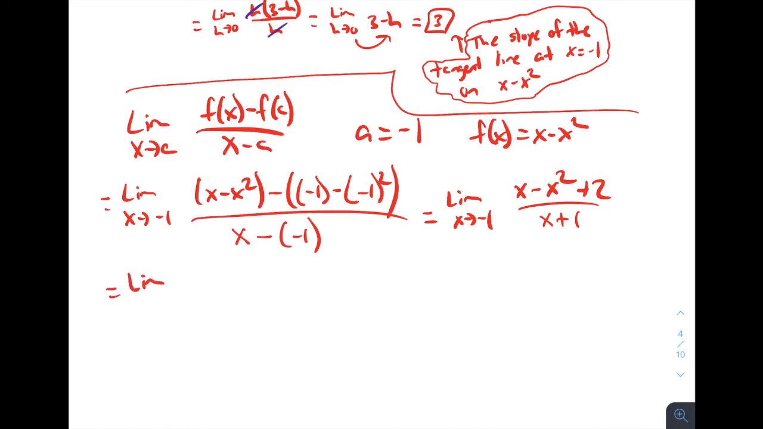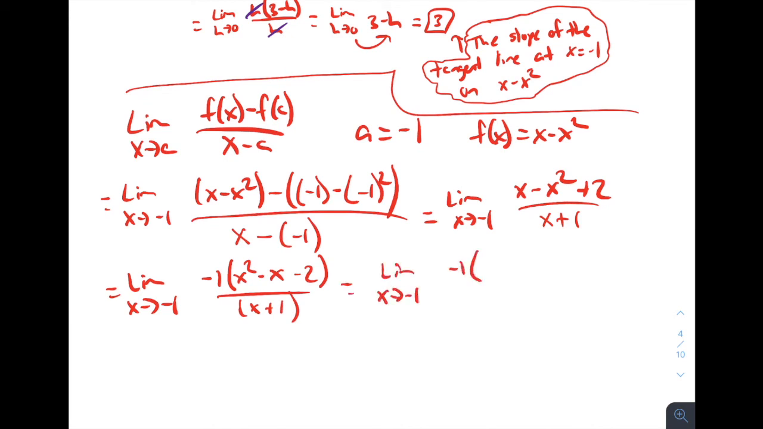Well, what I'm going to do first is, let's rewrite this. So this is the limit as x approaches -1. I want to actually factor a negative out here. And so this is going to be -1 times x squared minus x minus 2, all divided by x plus 1. And we're going to say that that is equal to the limit as x approaches -1 of -1 times, what does that factor to? Looks like that's going to be x minus 2 times x plus 1, divided by that x plus 1.